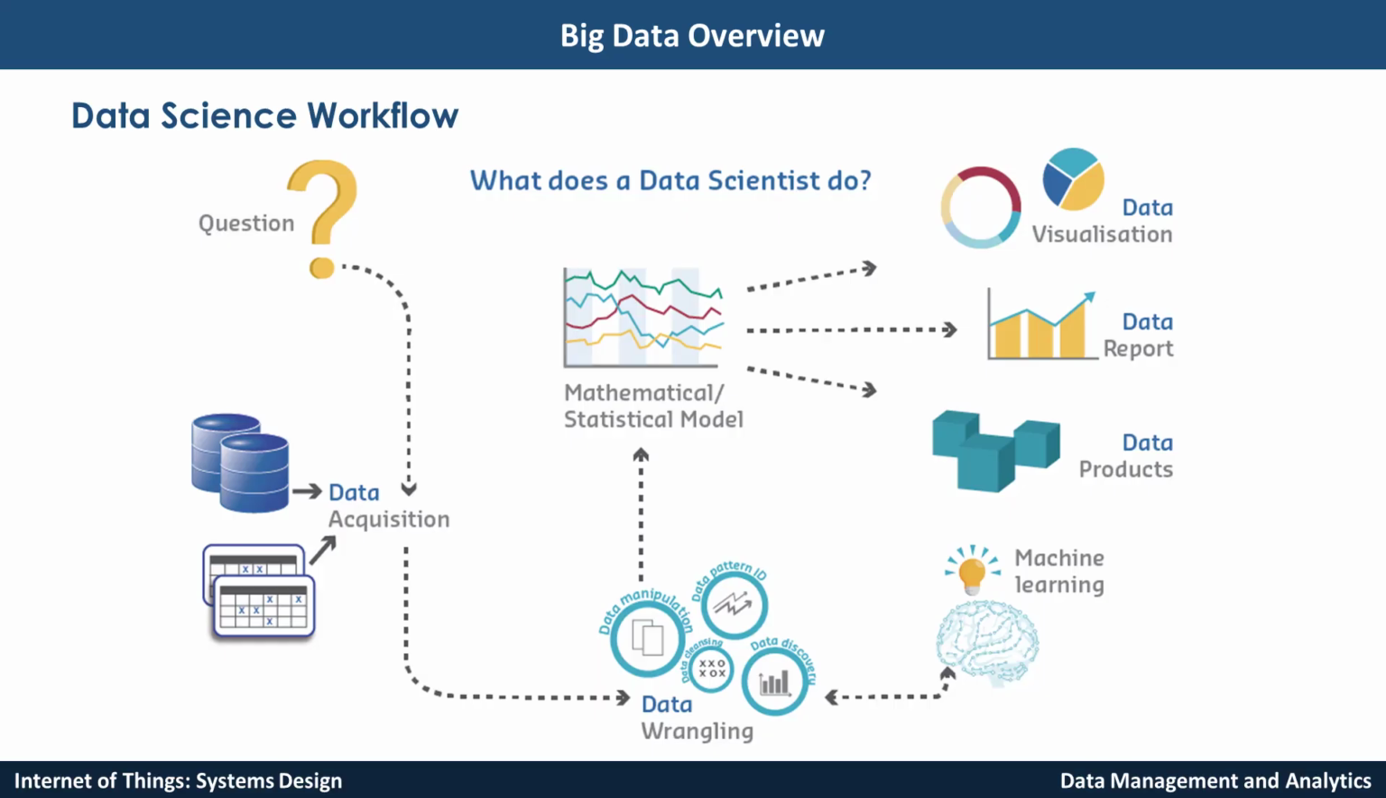Data science workflows can be visualized in many different ways. However, all of them seem to have very similar phases. First, you start with a question, and then you need to determine what kind of data you need in order to answer the question. So then you need to go and acquire this data. Then you will need to wrangle the data: manipulation, cleaning, data discovery.